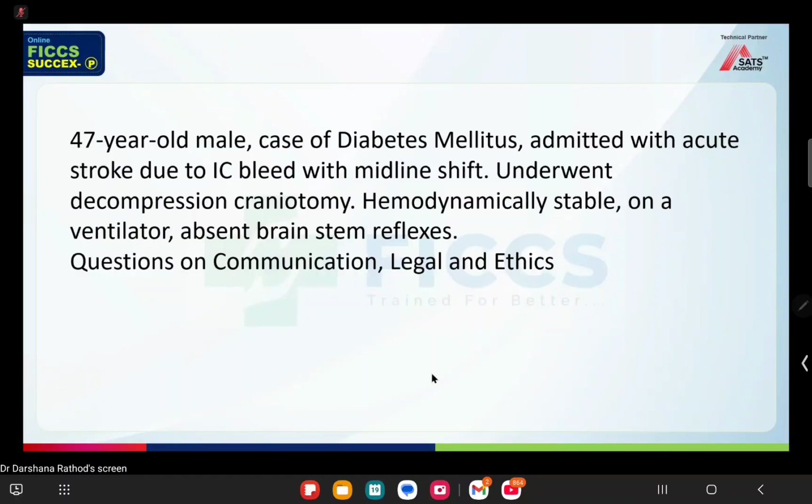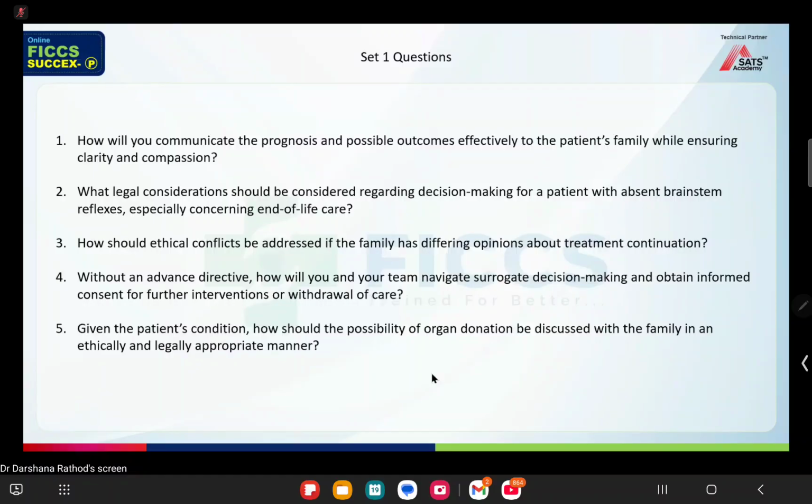Now, you always need to understand that there are two things in this. One is the communication with the family, and second is the further plan, whether there is a de-escalation, or an end of life care, or a withdrawal of care, or something about organ donation. So there are multiple aspects attached to this case, and we come across this quite commonly.